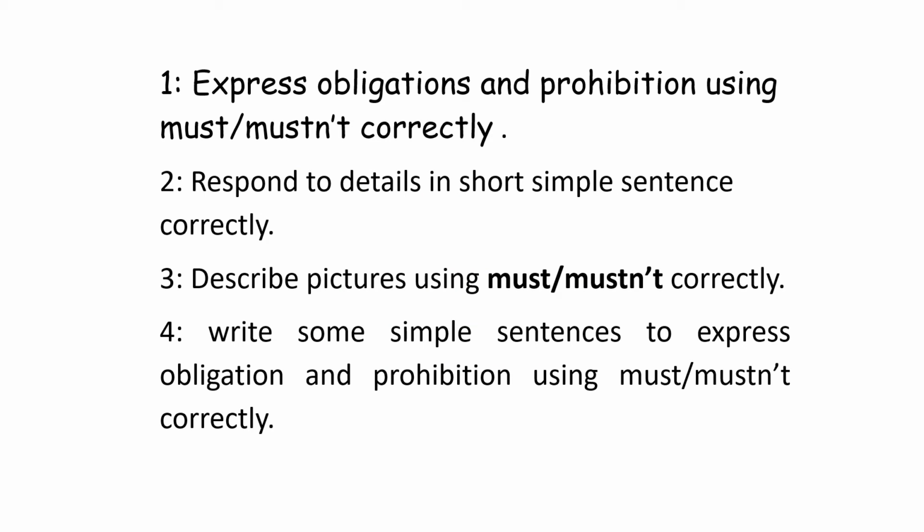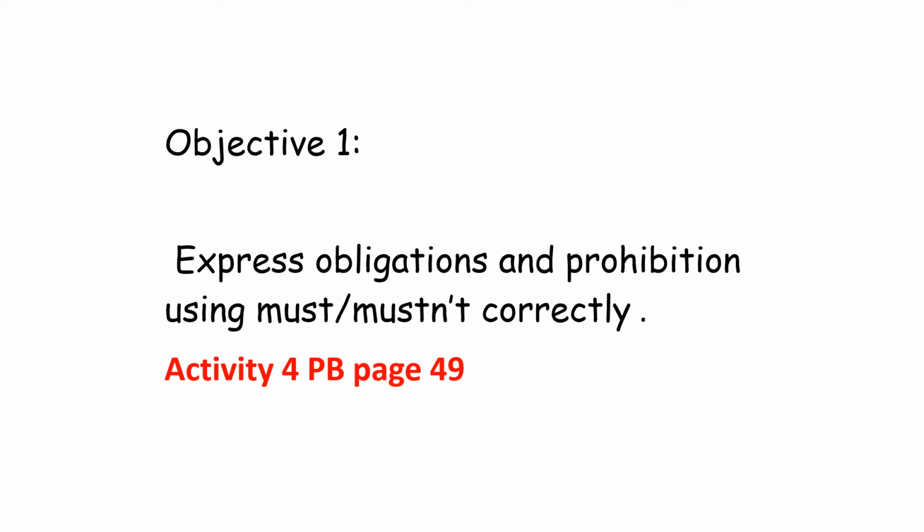Express obligation and prohibition using must and mustn't correctly. Number 2, respond to details in short simple sentences correctly. Number 3, describe pictures using must or mustn't correctly. Number 4, write some simple sentences to express obligation and prohibition using must or mustn't correctly. Now we come to objective number 1, which is to express obligation and prohibition using must or mustn't correctly. Activity number 4, pupils book page 49.